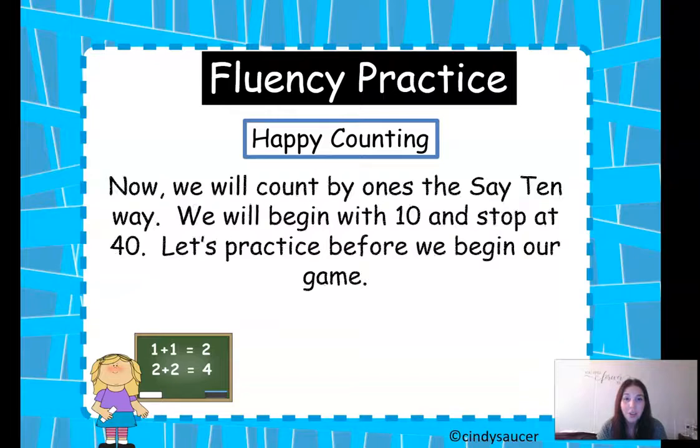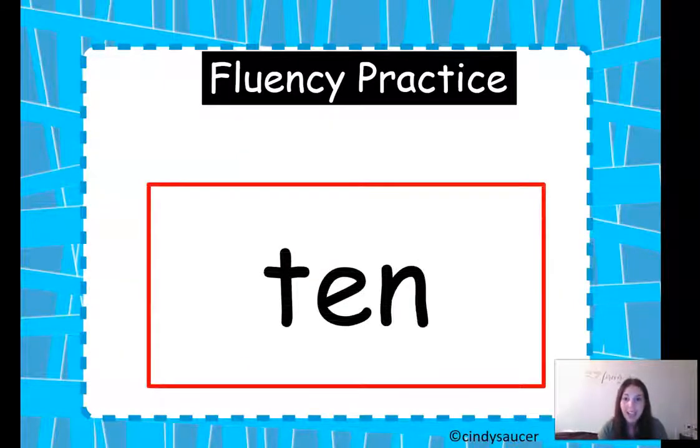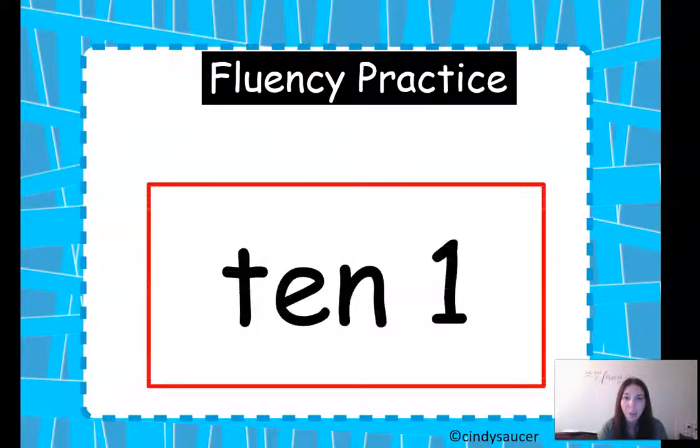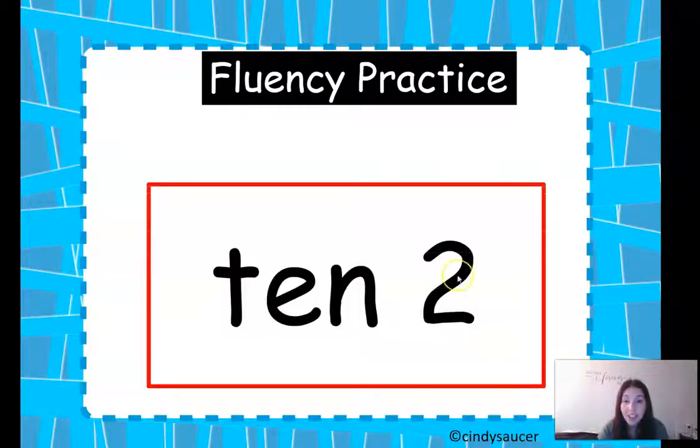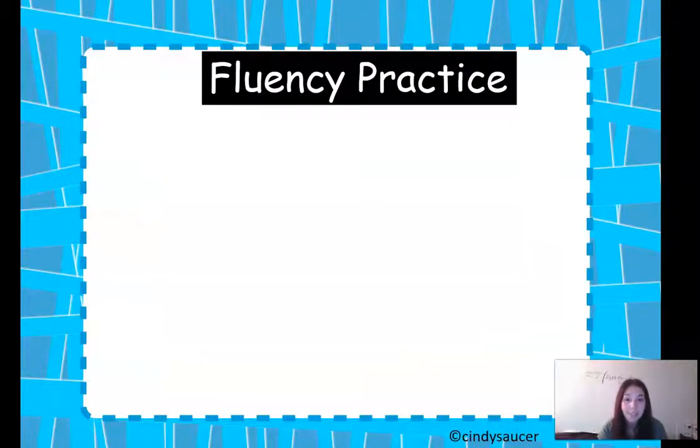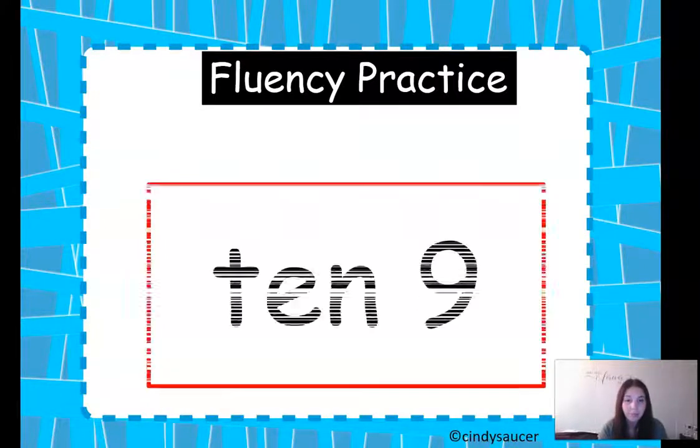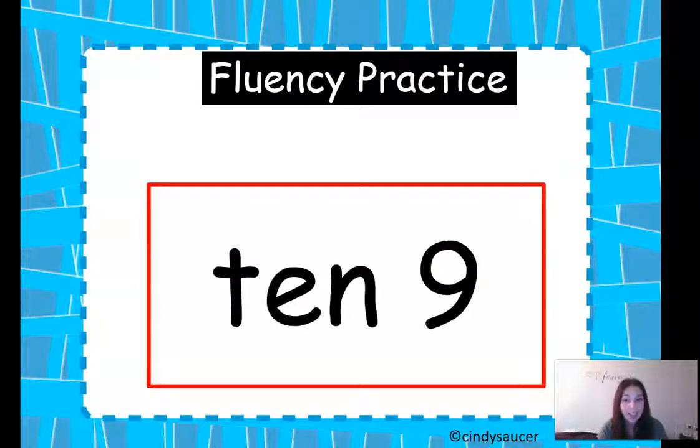All right, now we're going to count by the ones the say 10 way. We're going to begin at 1 and go all the way to 40. So the say 10 way, I'll show you. We're going to start with 10. And then the next one is going to be 10, 1. So we have a 10 and a 1 to make 11. 10, 2. 10, 3. Help me count. 10, 4. 10, 5. 10, 6. 10, 7. 10, 8. 10, 9. Okay, now this next one's tricky.